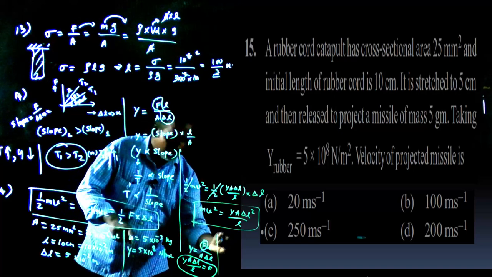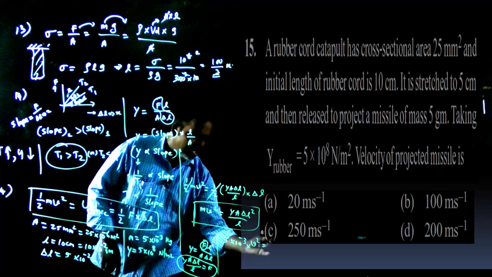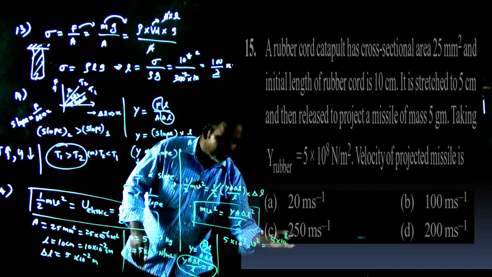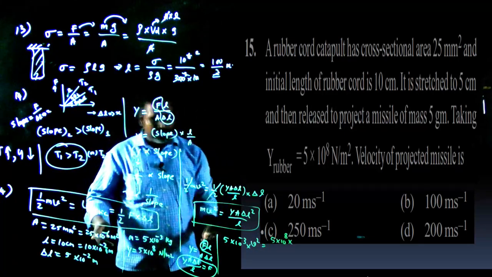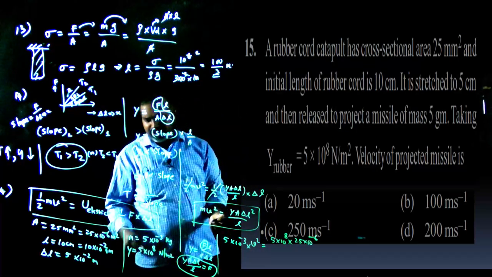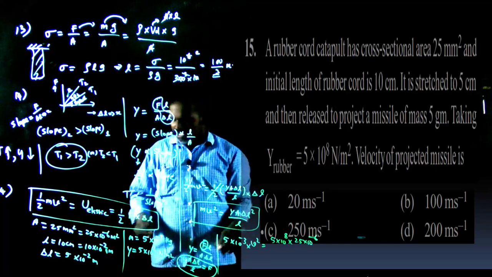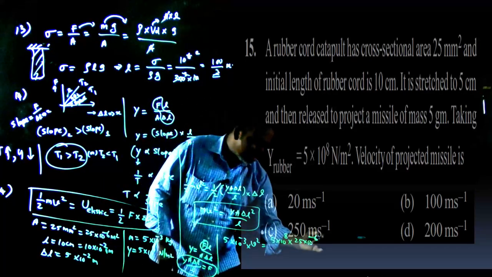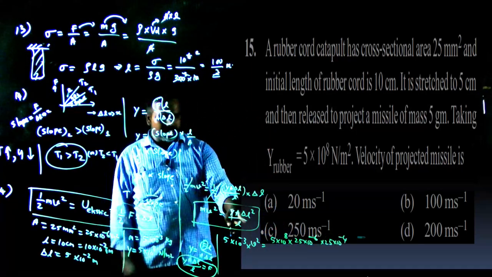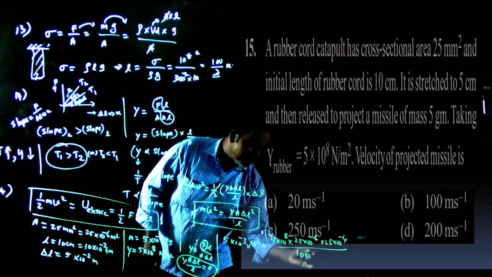So m is equal to 5 into 10 to the power of minus 3, and velocity we have to find out, and that is equal to Young's modulus 5 into 10 to the power of 8, and area 25 into 10 to the power of minus 6. Please have patience to solve problems in physics, even though it is a little more calculative. Delta L is 5, so the square is 25 into 10 to the power of minus 4, divided by L, which is 10 into 10 to the power of minus 2.